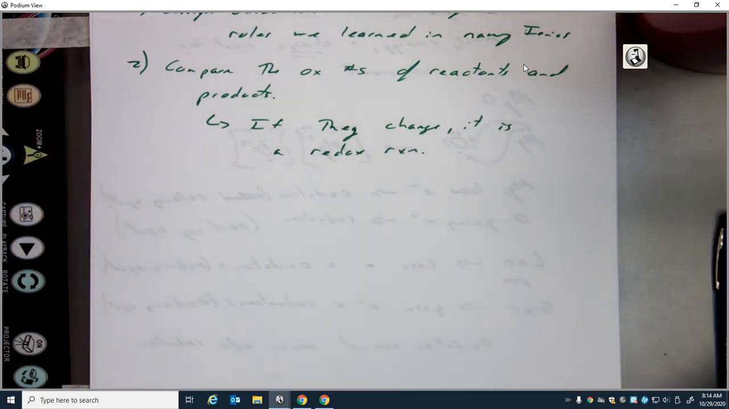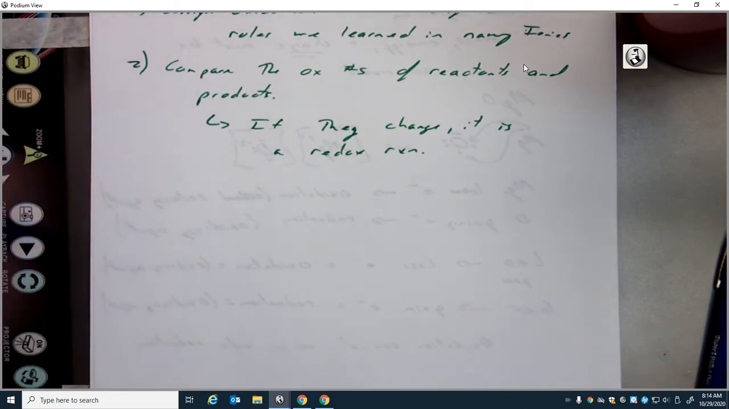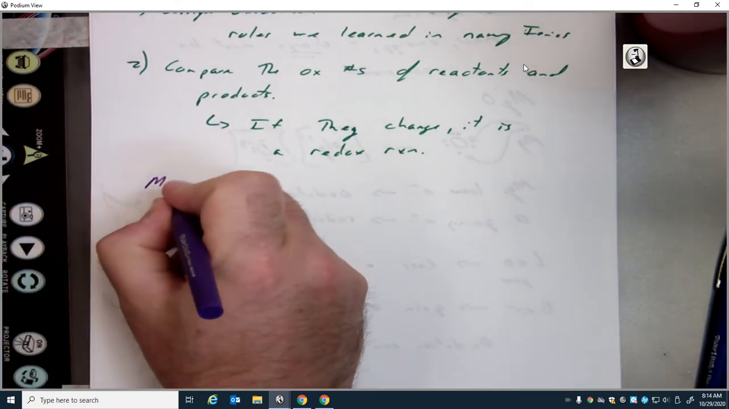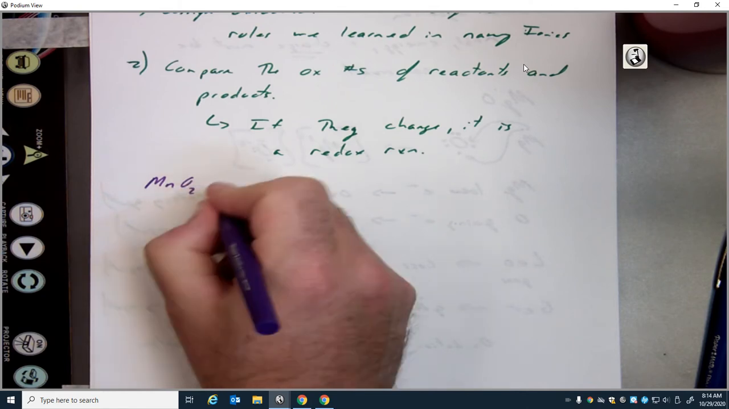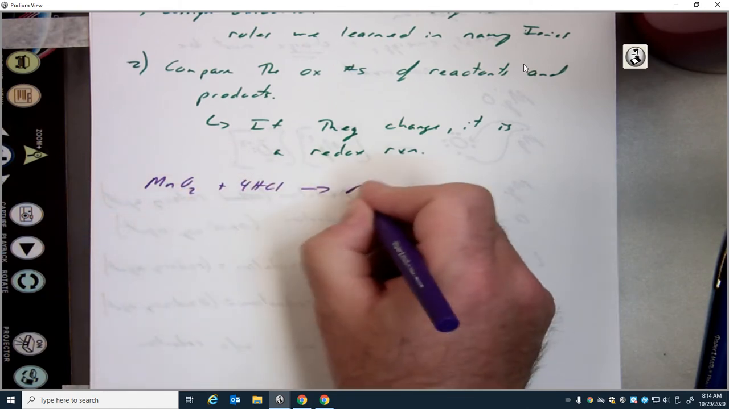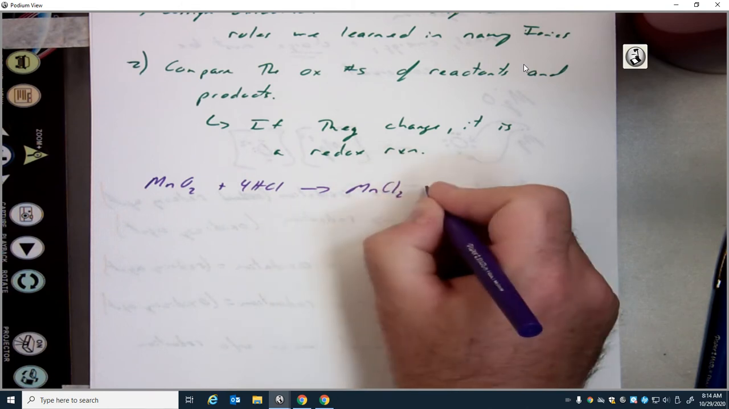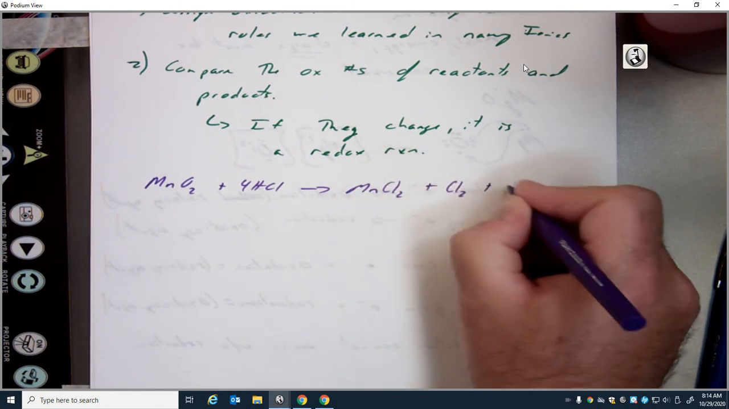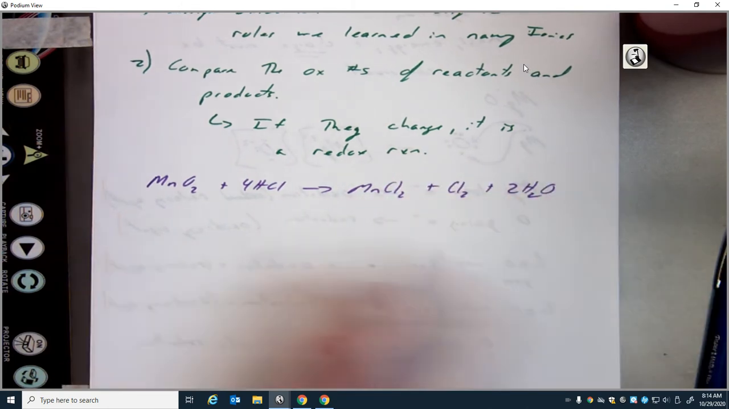All right, let's try it. Say we have MnO2 plus 4HCl going to MnCl2 plus Cl2 plus 2H2O. Let's say we have this equation. I want to know, is it a redox reaction?